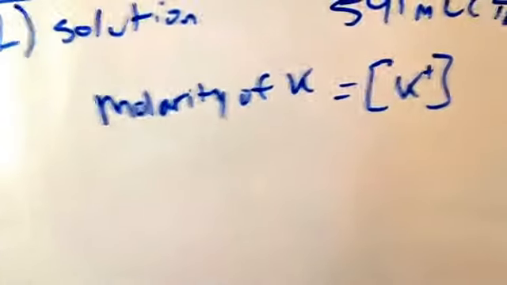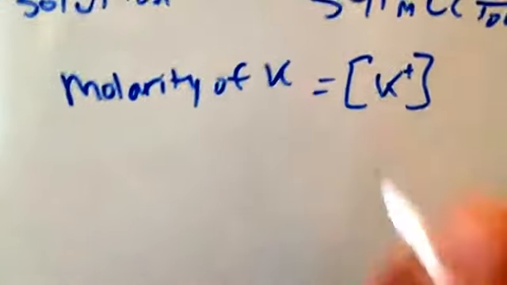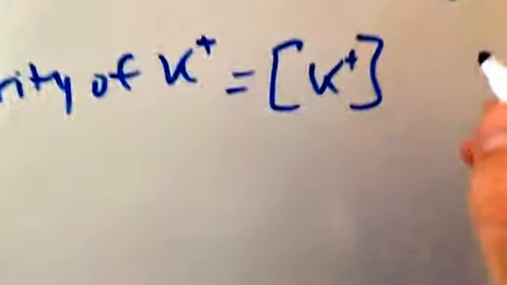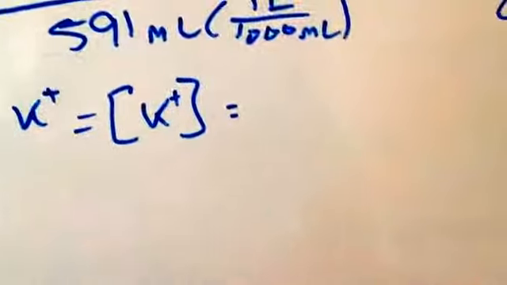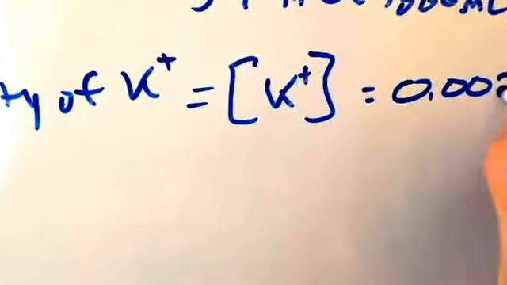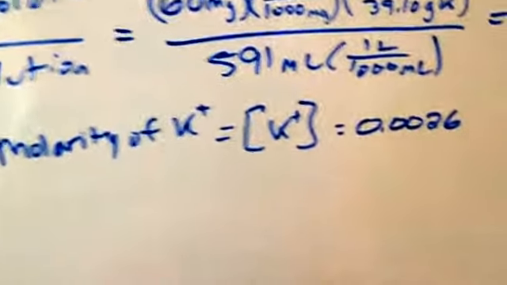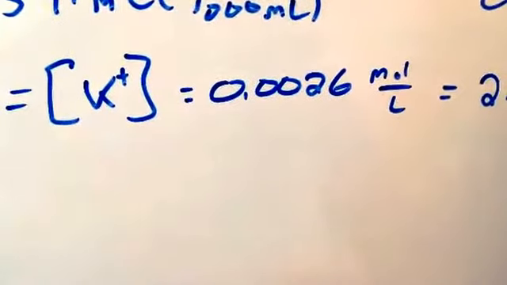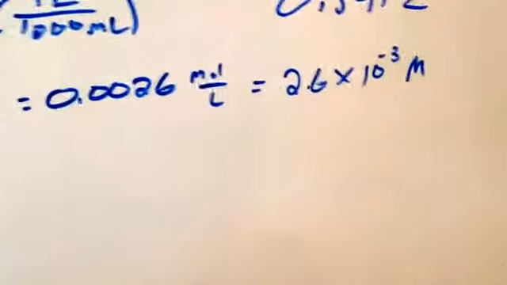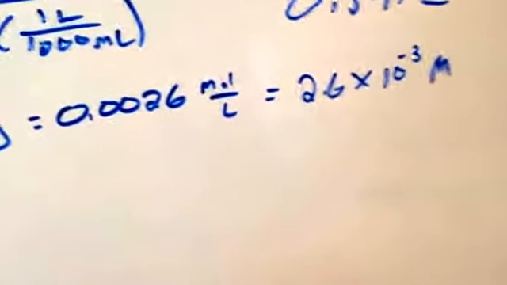In square brackets, which is a way of shorthanding for molarity, our potassium ion concentration is now found to be 0.0026 moles per liter, or big M. If we write this in scientific notation, we've got 2.6 times 10 to the minus 3 molar.